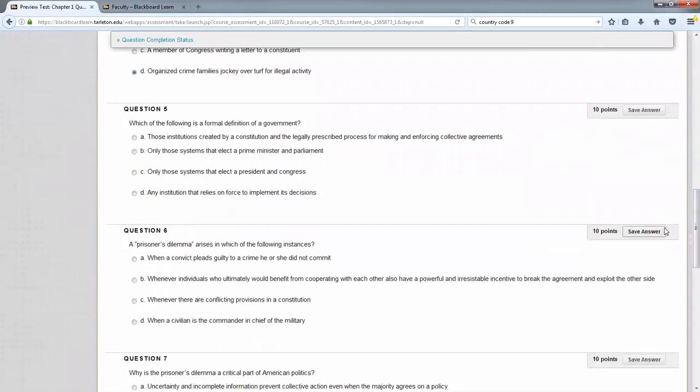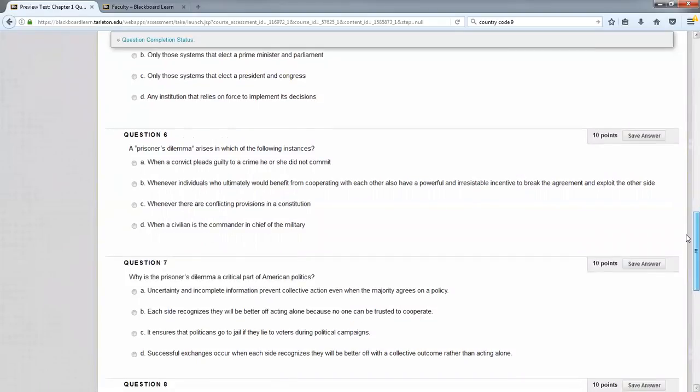Question five. Which of the following is a formal definition of government? Those institutions created by a constitution and legally prescribed process for making and enforcing collective agreements. That is your answer. It has nothing to do with how you have your government. It has to do with, it is a body that is governed by a document and has a legally prescribed process for collective agreements.